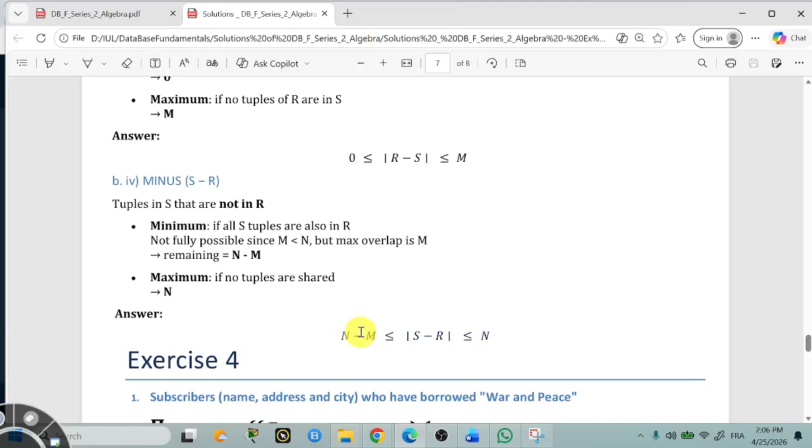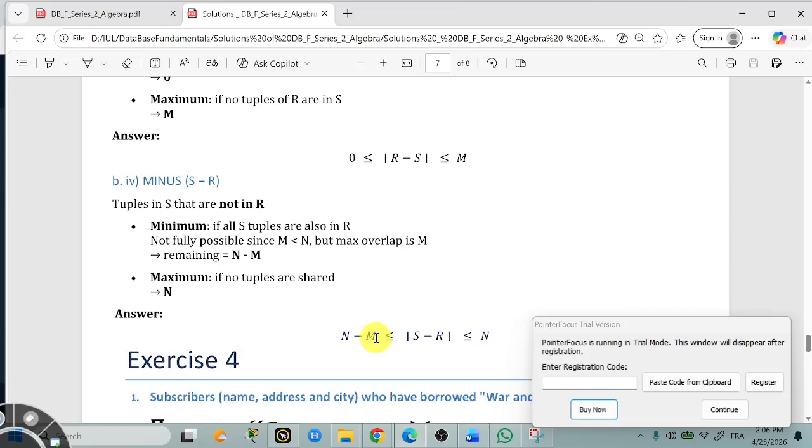Okay? This case means that all tuples of R, which is M, are in S. So the part N minus M is for sure not in R.